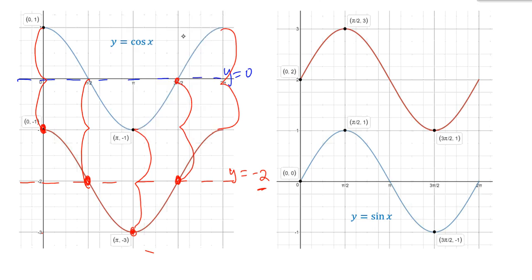Oh, the equation for this one. The new one would be cosine of x minus 2. Remember that plus or minus d was the midline.